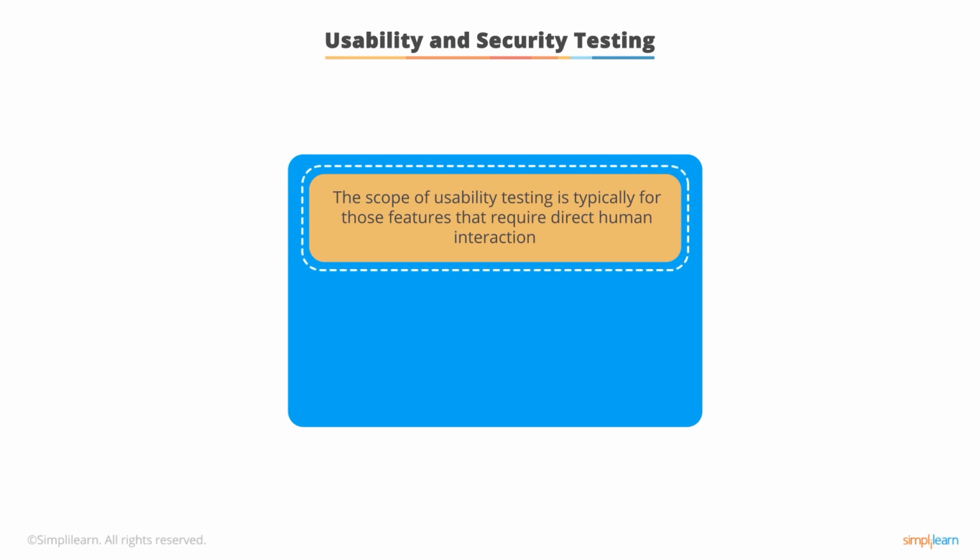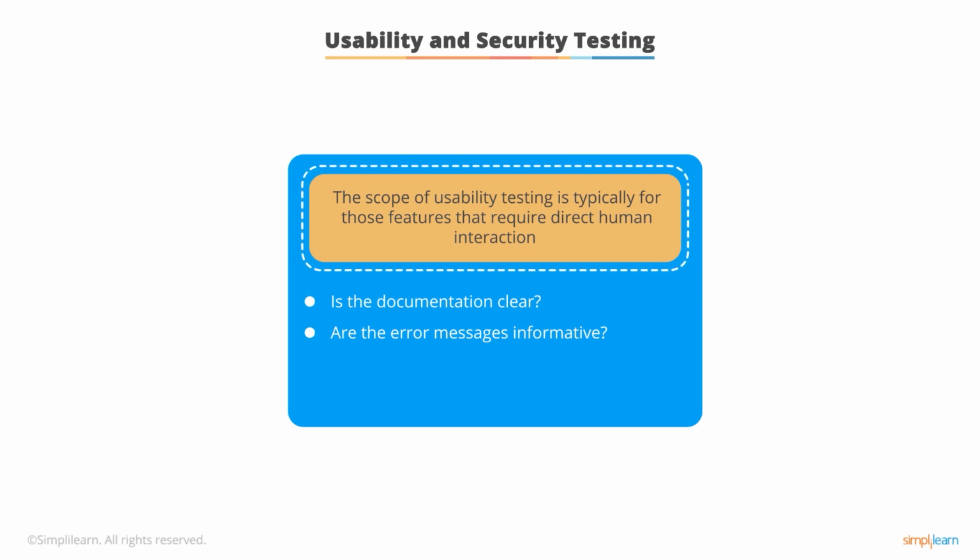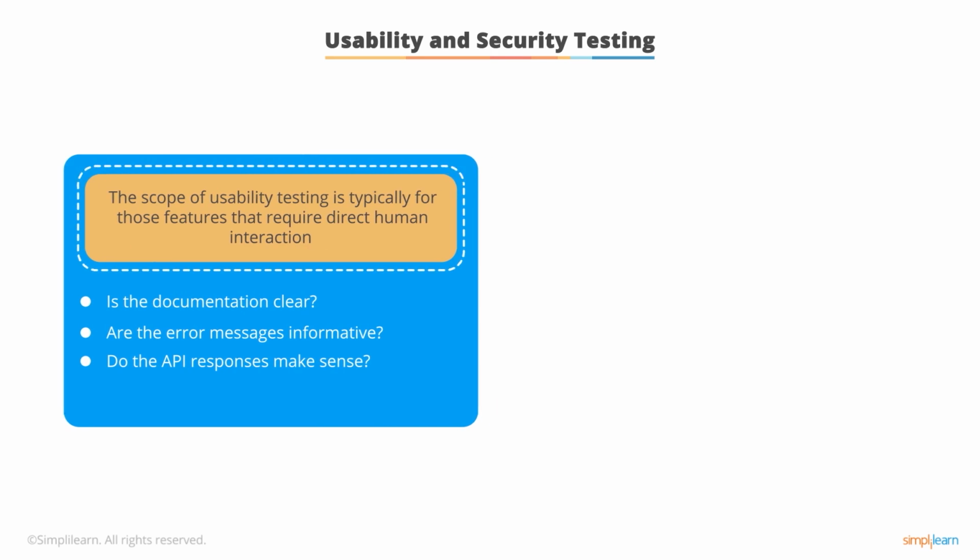For example, human factors and usability test engineers want to know how long it takes for an engineer to figure out how to use a given API. Is the documentation clear? Are the error messages informative? Do the API responses make sense? These are all questions that are answered quantifiably when usability testing.